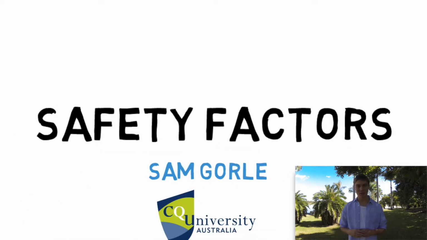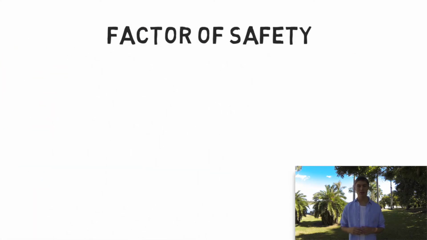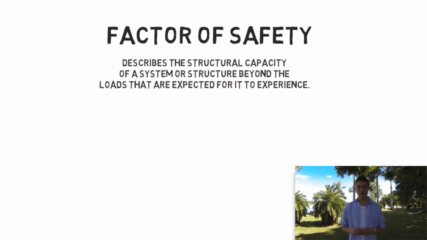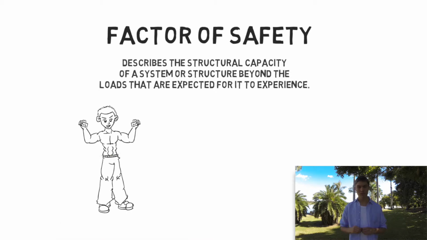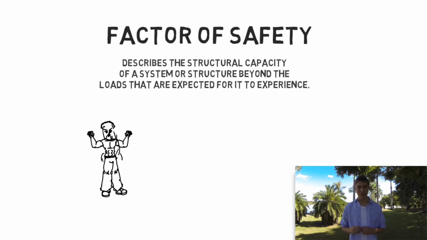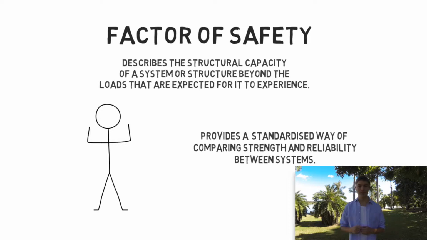My presentation is on safety factors. Safety factors, also known as factors of safety, are numbers that describe the structural capacity of a system or structure beyond the loads that are expected for it to experience. In other words, they describe how much stronger something is compared to what it needs to be in order to satisfy its intended application.